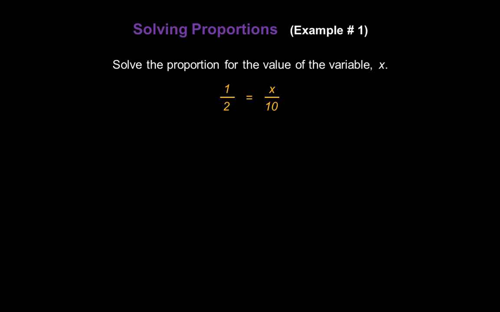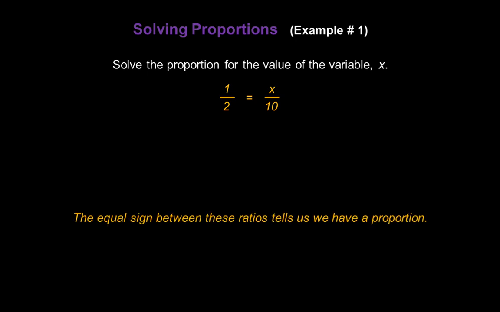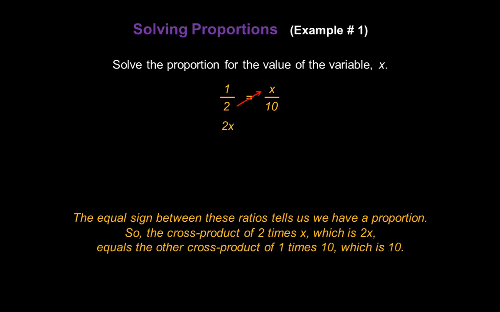Let's solve the proportion 1/2 equals x over 10 for the value of the variable x. The equal sign between these ratios tells us that we have a proportion. So the cross product of 2 times x, which is 2x, equals the other cross product of 1 times 10, which is 10.